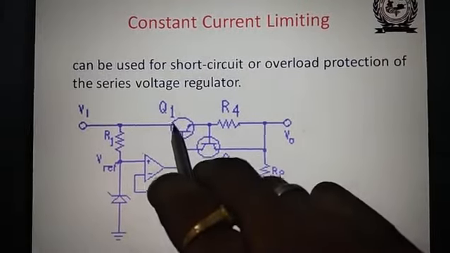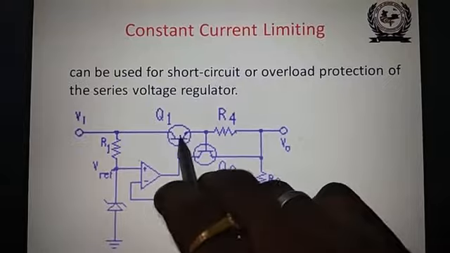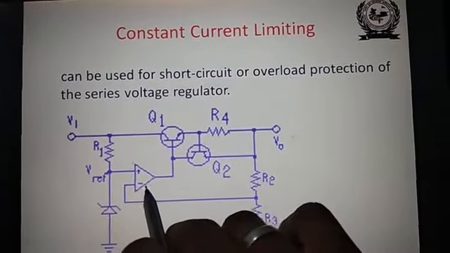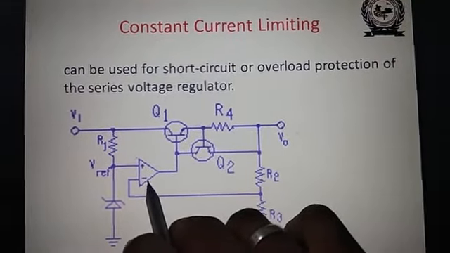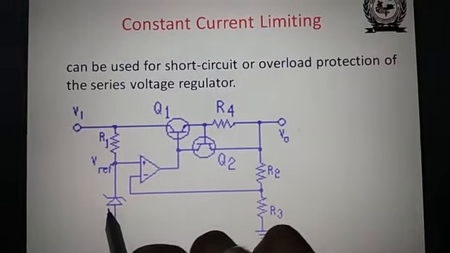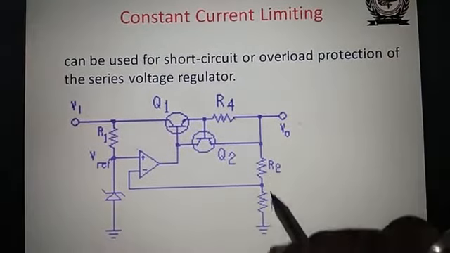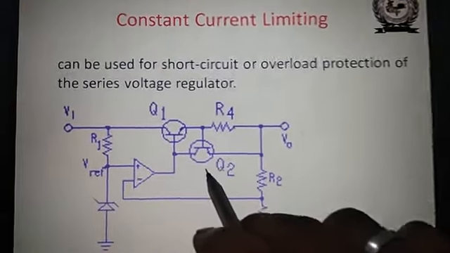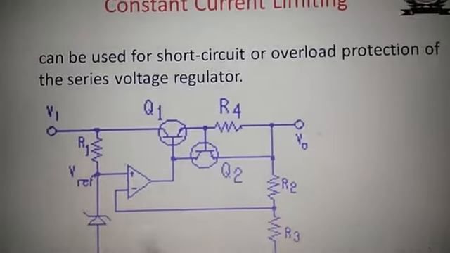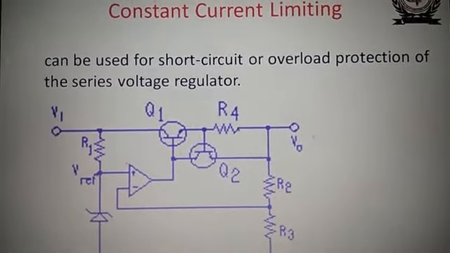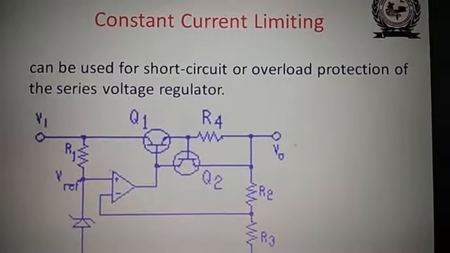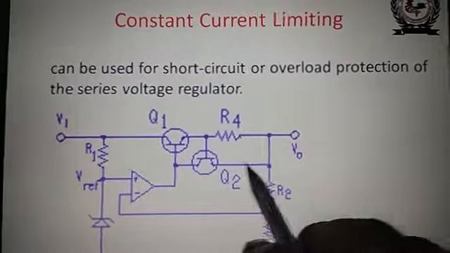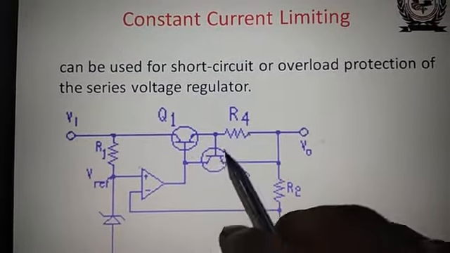You can see this series pass transistor connected here, the control element. This is the error amplifier or comparator. This is the reference voltage VZ, and this is the feedback circuit. Along with this, one more transistor Q2 is connected. You can observe this diagram. This is called a constant current limiting circuit or constant current limiting transistor.